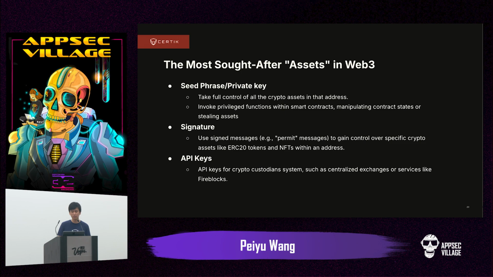The second one is signatures. Certain types of tokens allow another address to use the token if you have a special message signed by the token's owner. And there are a lot of phishing sites that ask users to sign those types of messages and then drain the user's wallet. The last one is API keys. These API keys are for crypto custodian systems, such as centralized exchanges or payment services. Once you get those API keys, you can take all the money out from those services.